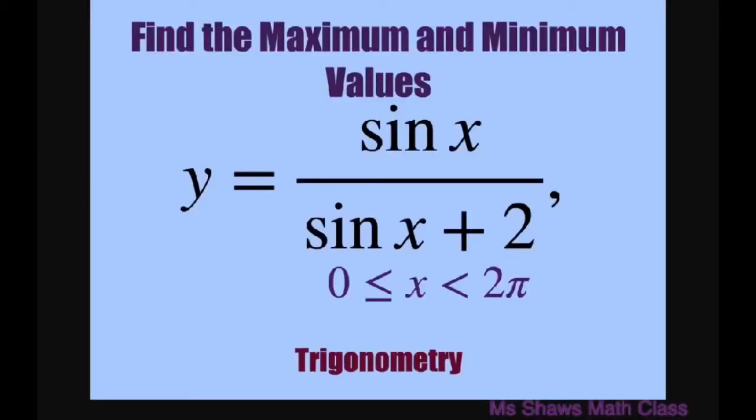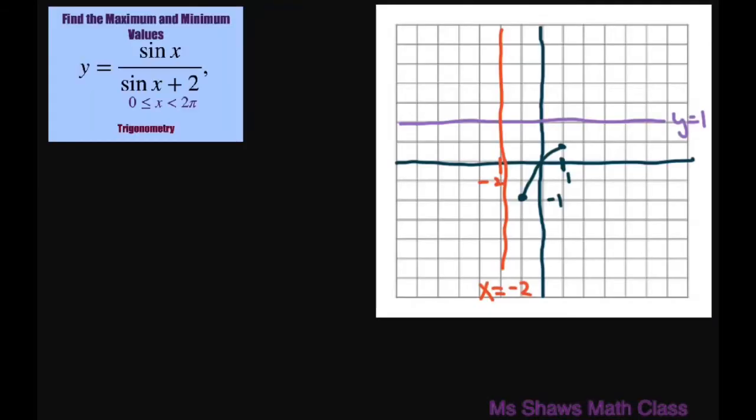Everyone, we're going to find the maximum and minimum values for y equals sine of x divided by sine of x plus 2. A good way to start this, I already got started on it for the graph, is to let big X equal sine of x. In that case, our min and max just for that would be -1 to 1.